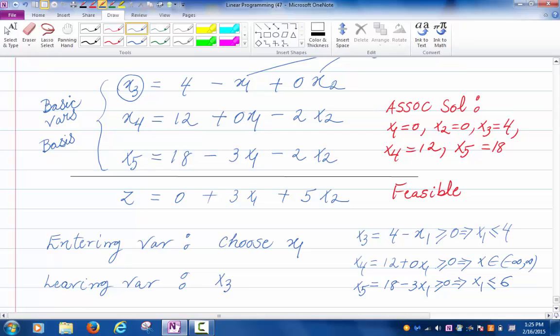So what am I going to get? Am I making sense? Go to the equation for the leaving variable x3, solve for the entering variable x1, and then whatever value of x1 you get, plug that into x4 and x5. And then you're going to get a new dictionary where the right hand side will be in terms of x3 and x2. The left hand side will be x1, x4, x5. Is everybody clear on what I said? So let's do that.